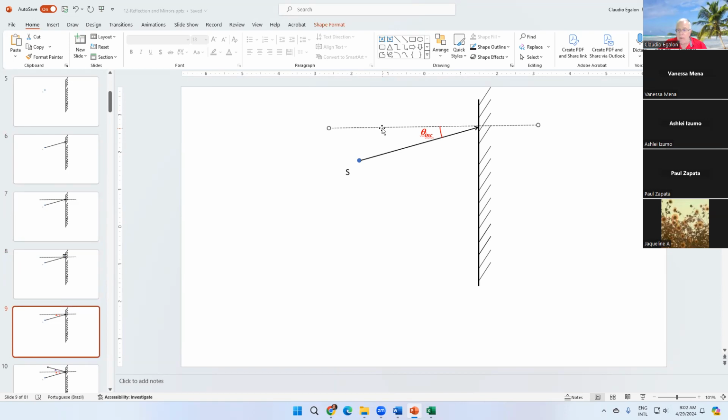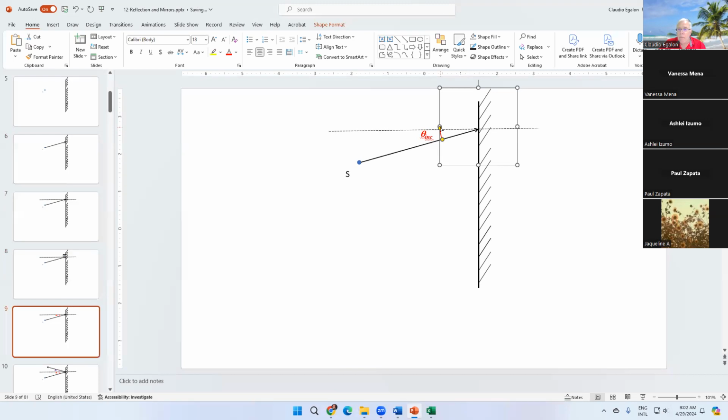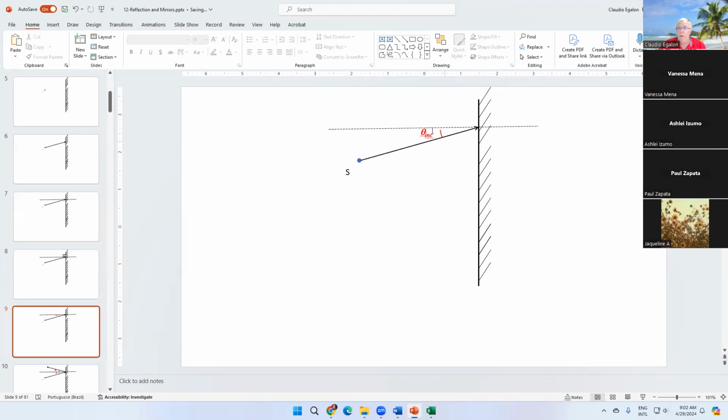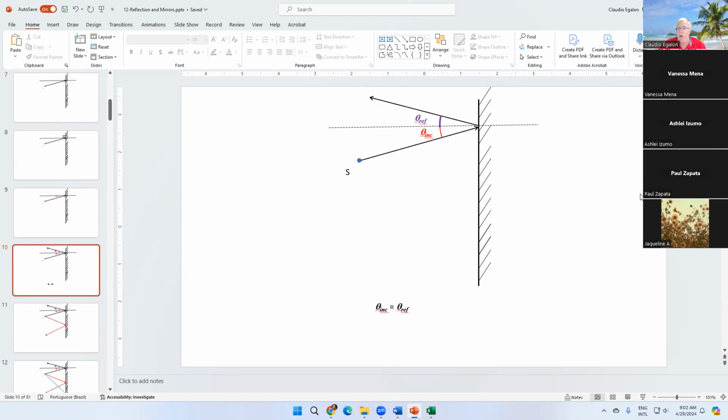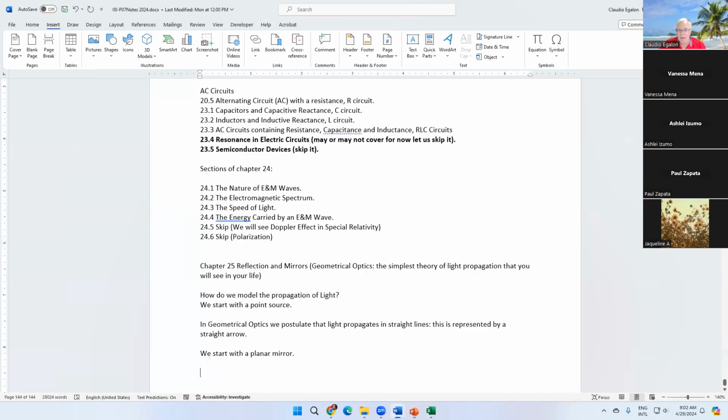Okay, and then what else should you know? Well, you should know a very important law of geometrical optics. That is, the angle of incidence is equal to the angle of reflection. We started with this important result in geometrical optics. Start with the planar mirror, right?